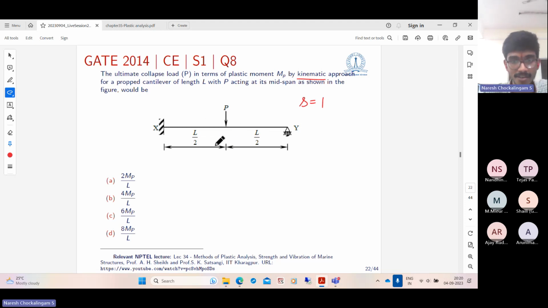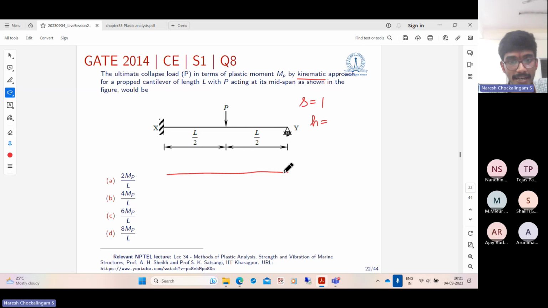So the kinematic approach means you have to find the number of mechanisms. So first, what is the number of plastic hinges? Let us look at it. First, let us get the bending moment diagram here. A qualitative bending moment diagram. If you are using the static approach, you need to get the exact bending moment diagram and enforce M less than Mp and analyze it further. That is difficult. Kinematic is easy.